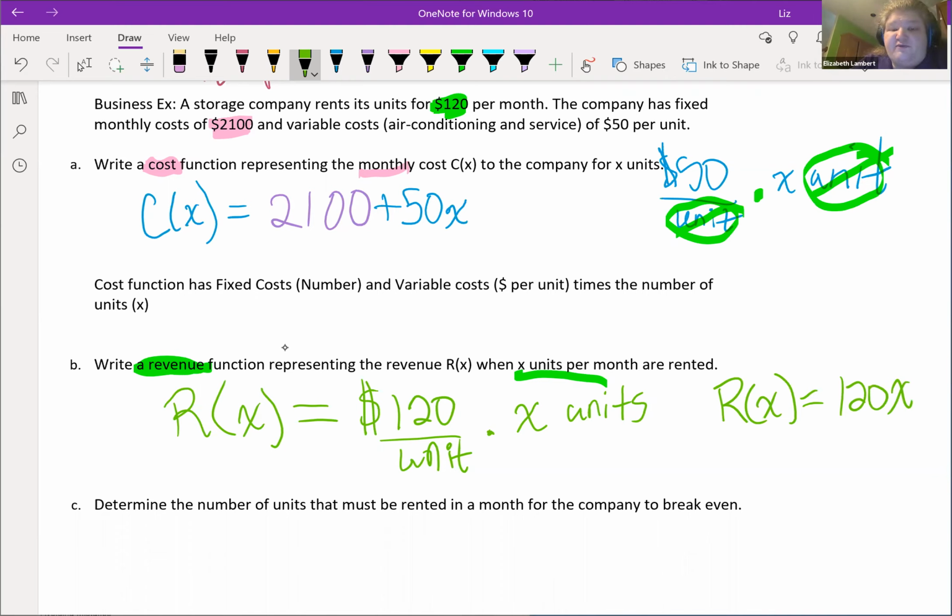So these are two different functions. They represent two different things. One of these, as I make more items, I have to pay out more money. But I have that flat 2,100 that I owe even if I rent nothing. My revenue, every unit that gets rented out, that's another 120 coming into the cash register.